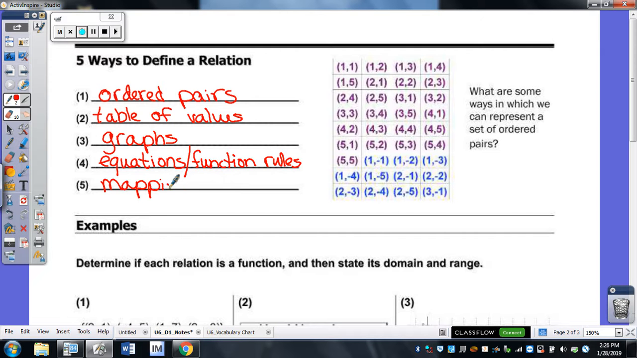And then the 5th one, I don't think you really have seen before. Maybe a little bit in 9th grade, but I don't think so, is your mapping diagrams. And I'll show you an example of a mapping diagram. So there we go, 5 ways we can show them. All mean the same thing, relations. Some of the relations can be functions. Some of those functions are one-to-one or onto.